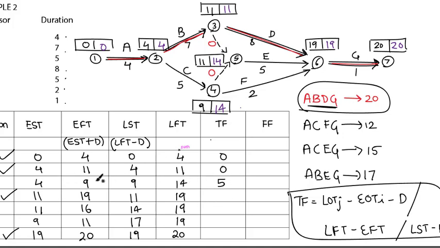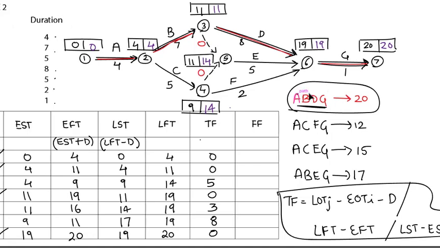Similarly, now for D, 19 minus 19, 0, 11 minus 11, 0. Here it is 19 minus 16, that is 3, 14 minus 11, that is 3. Here that is 19 minus 11, that is 8, 17 minus 9, that is 8. Then 20 minus 20, 0, 0, 0. So total float values for critical activities is 0, which means this path does not have any relaxation time. That's why it is in the critical path.